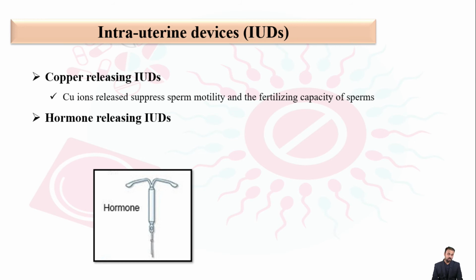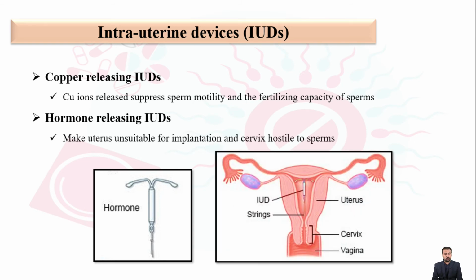Students, next we have the hormone releasing IUDs. As the name suggests, these are IUDs which keep on releasing small amounts of certain hormones. Now students, these IUDs make the uterus unsuitable for implantation, and they also make the cervix very hostile to sperms. Students, these delay pregnancy for a very long period.